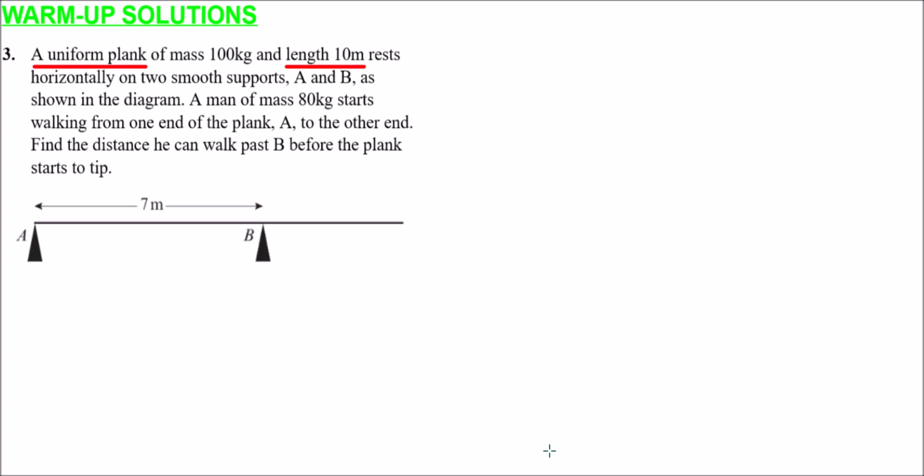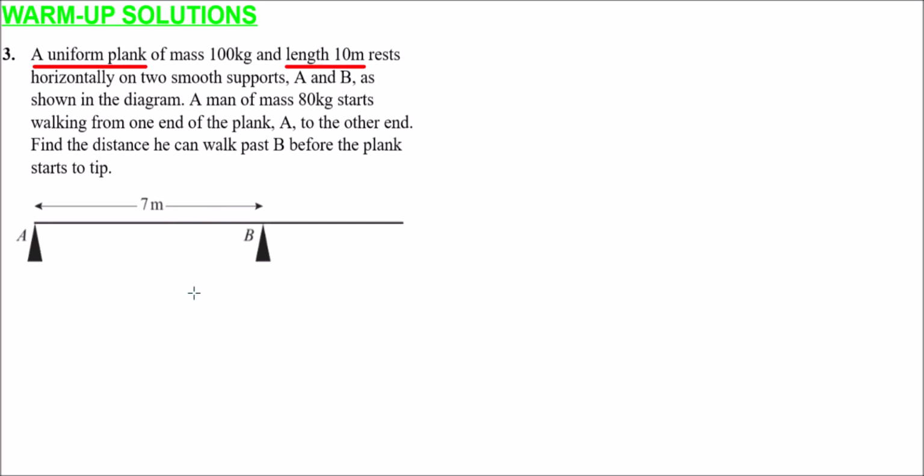Now if a plank is uniform, that means its center of mass can be considered acting from the middle of the object. So if it's 10 meters, that means its center of mass can be considered to act halfway along its length. So we can think of a center of mass as acting 5 meters along, acting down here.